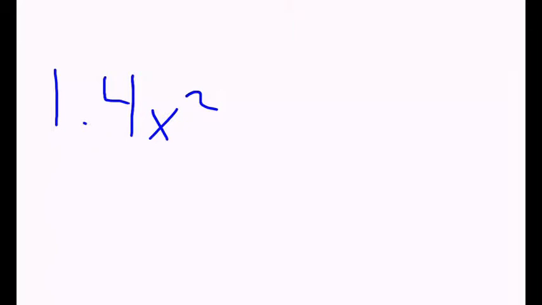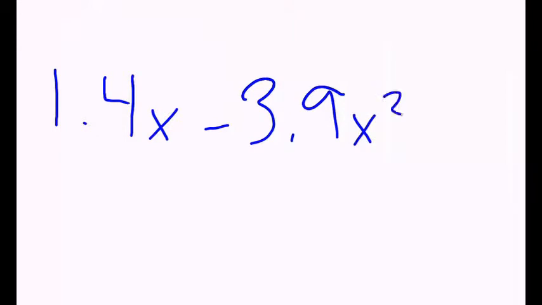Here's the equation. 1.4x squared minus 3.9 x. Oh, I wrote this wrong. Sorry, guys. Let me back up here. It's 1.4x minus 3.9 x squared equals negative 2.7.